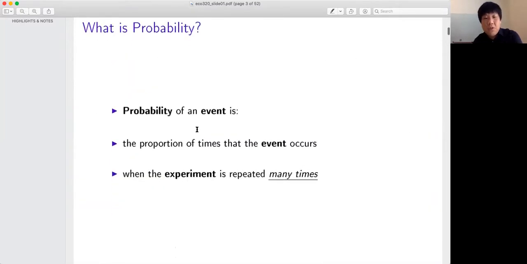So what is a probability? Probability is the proportion of the time that an event occurs when an experiment is repeated many times. Let's say you flip a coin 5 times, and the result is two heads and three tails. The experiment is flipping a coin 5 times, and the probability of a head, what would it be?